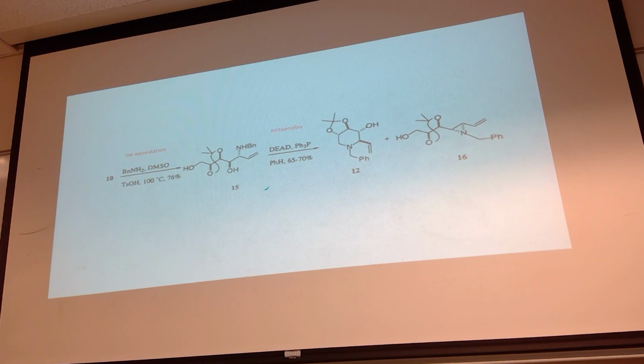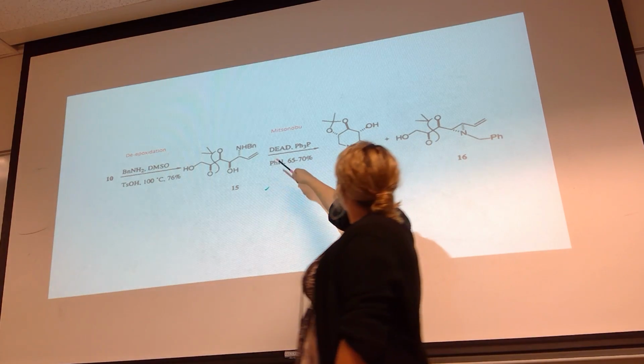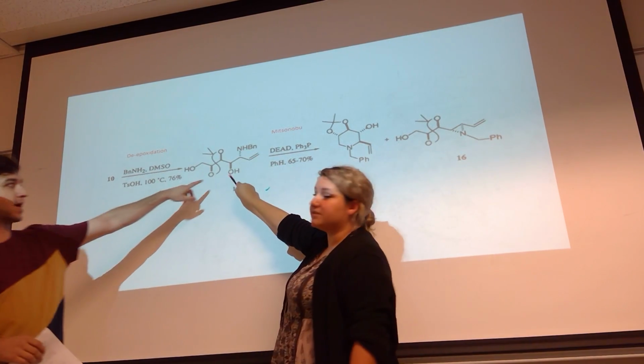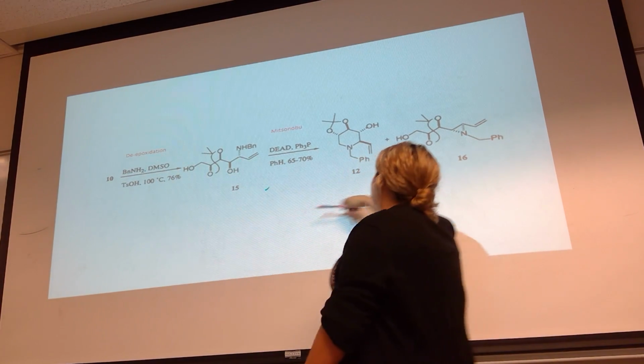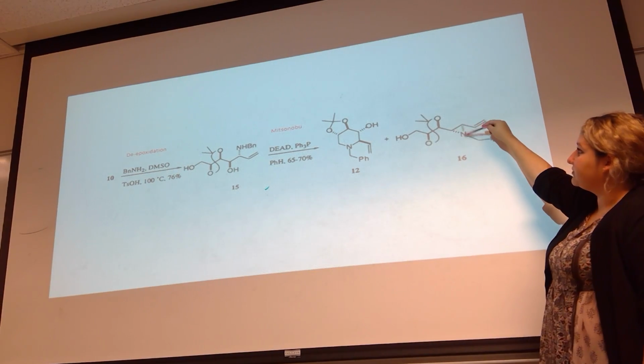Can you justify the mechanism to get 16? Basically, instead of cyclizing here, it's cyclizing with the other oxygen instead, which is why it gives this weird product.